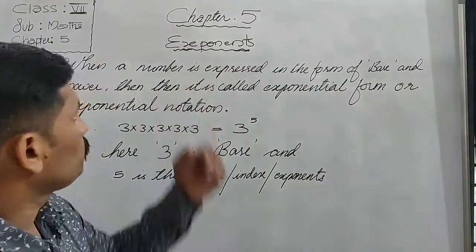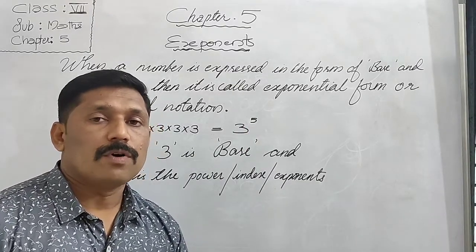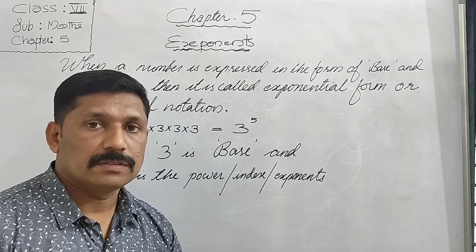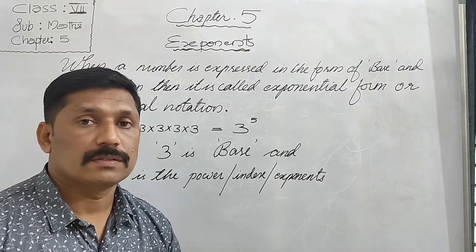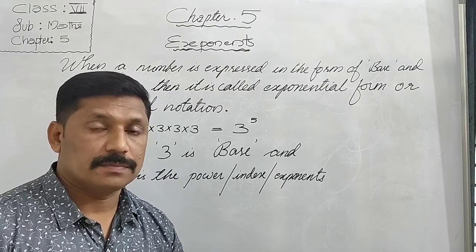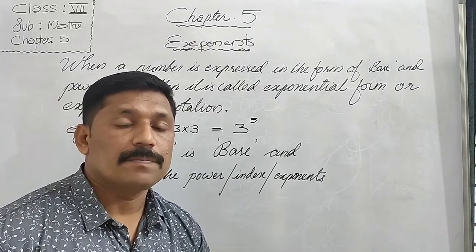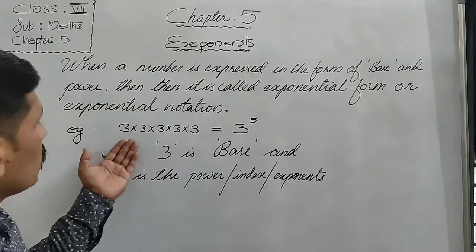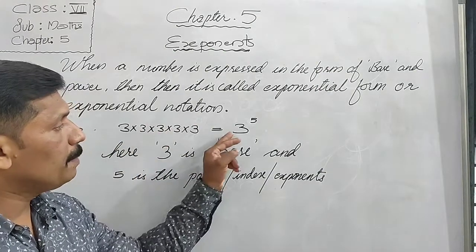What is exponent? When a number is expressed in the form of powers and base, then that form is called the exponential form of a number. When a number is expressed in the form of power or exponent and base, then that form is called the exponential form of a number. Example, here you can see that 3 into 3 into 3 into 3 into 3 is equal to 3 power 5.